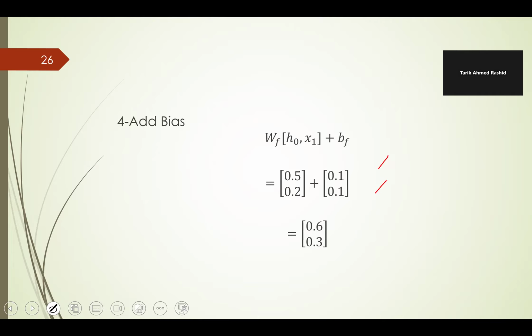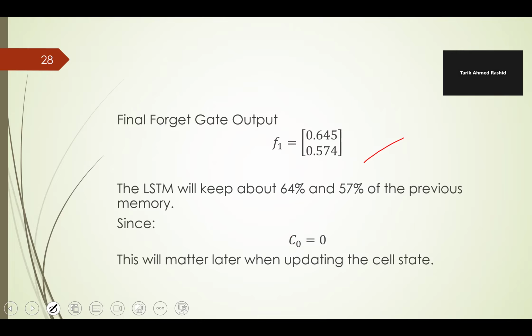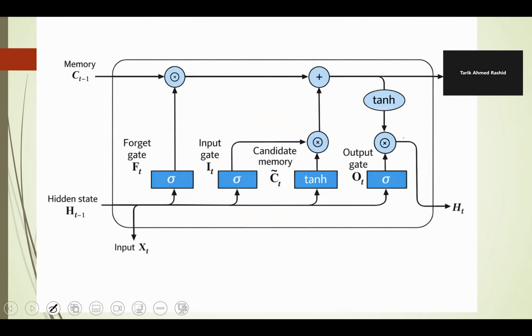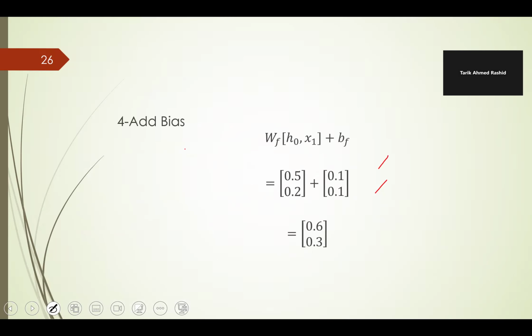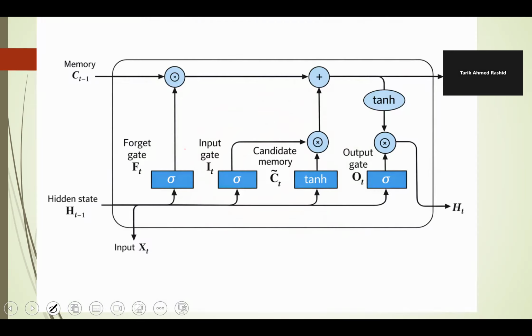Subject them to a sigmoid function. We subject them to the sigmoid function, and we will receive this and this. So that is the output for the forget gate. So this is the output here. The output here, we found it. Okay, two values. Now, since we still have the previous candidate memory C as 0, this will matter later when updating the cell state.